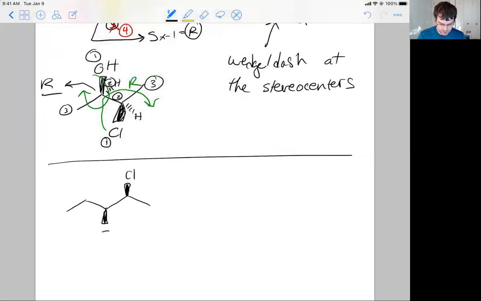The purpose of this lecture is Fischer projections. So let's make it easy on ourselves, make them all wedges. That allows us to determine the RS assignment fairly seamlessly on the bond line structure.